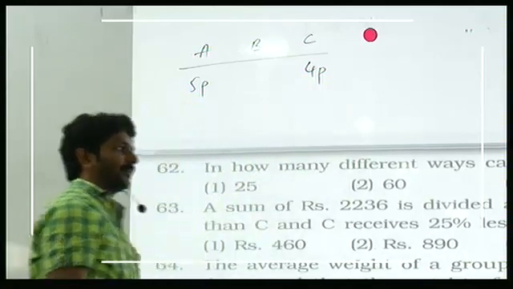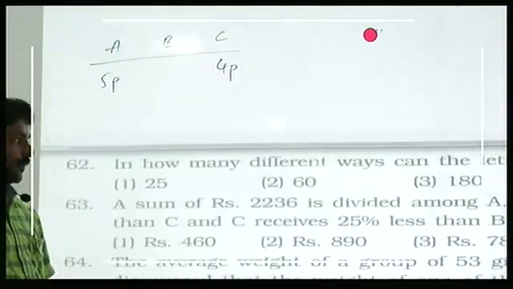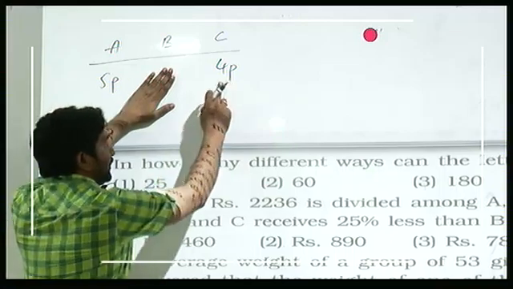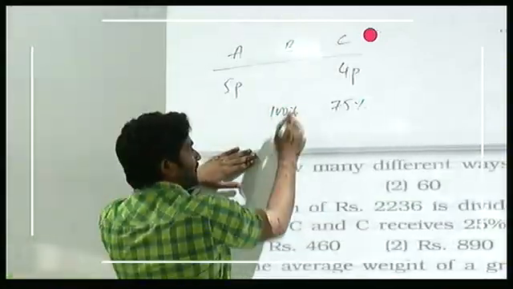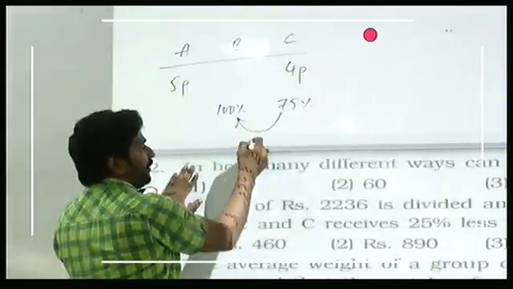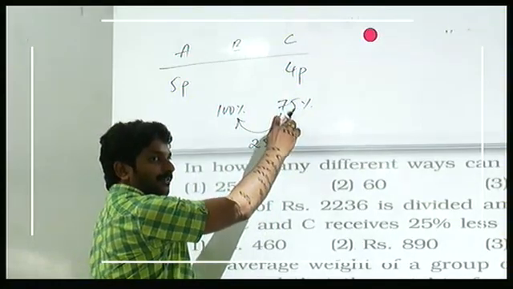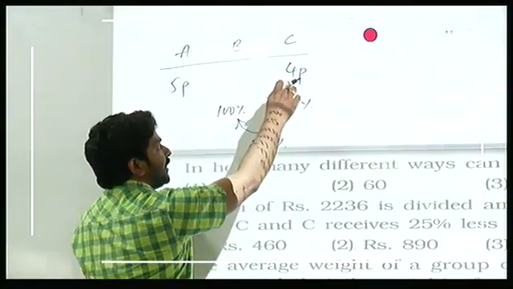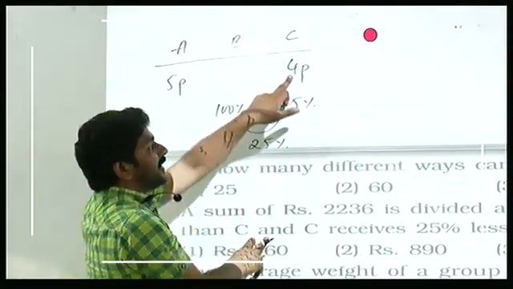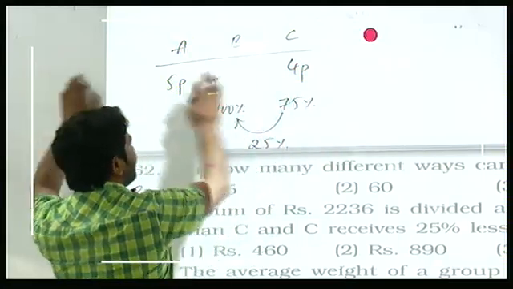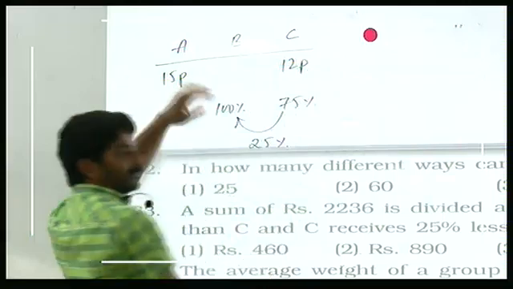And B is getting... C receives 25% less than B. So this is 75%. B is 100%. You need to add 25%. Yes or no? Which is 1/3 of this. 1/3 of this. Yes or no? So I need a multiple of 3 here. Because we need to calculate 1/3, we need a multiple of 3. So let's multiply every number with 3. This becomes 15 parts and this becomes 12 parts.